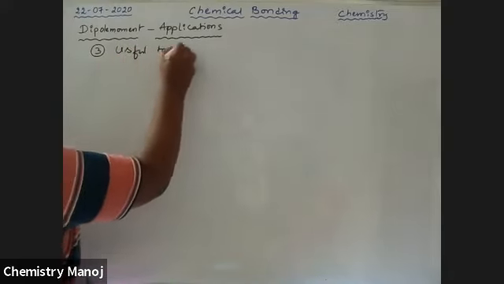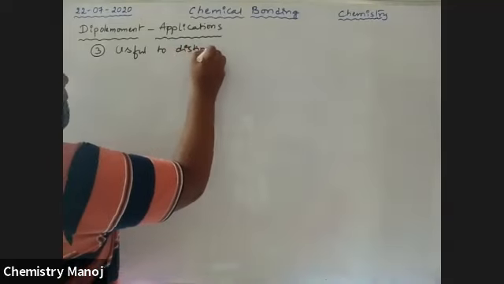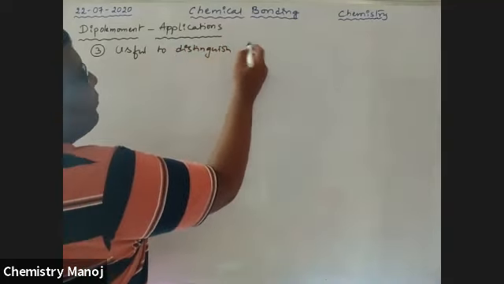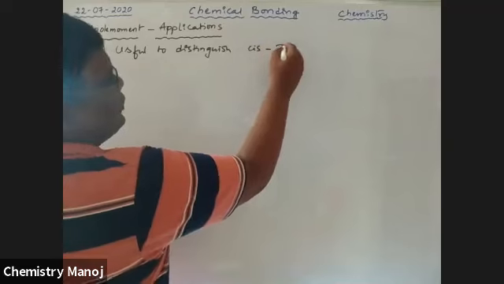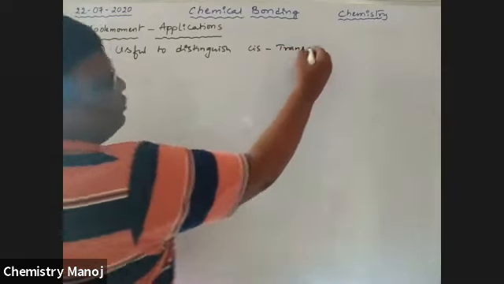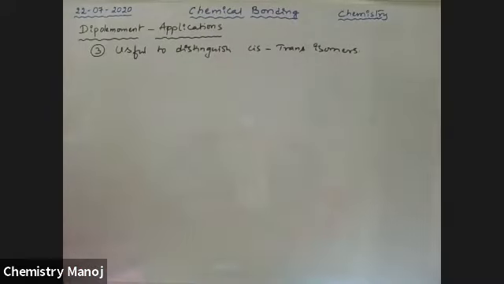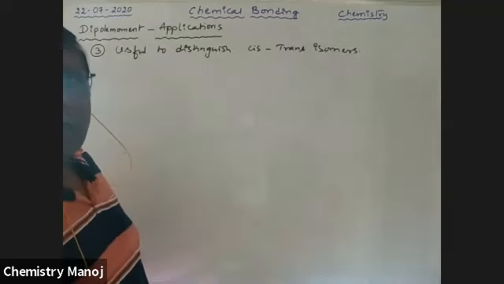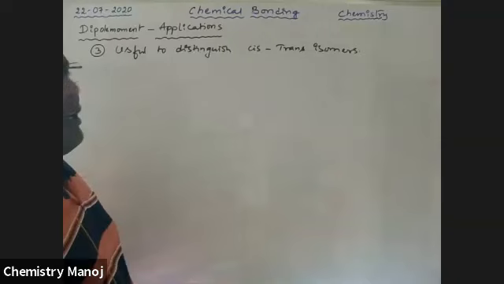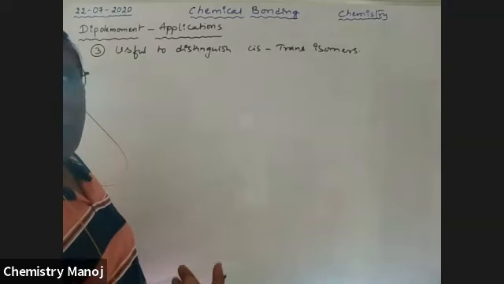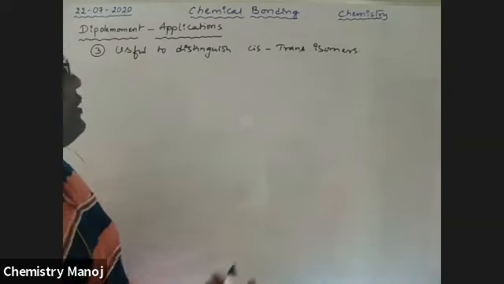useful to distinguish cis and trans isomers. Useful to distinguish cis-trans isomers. So what is this cis-trans isomers? It is in organic chemistry, boys. So similar groups at the double bond are in the same side. That is cis. See here.